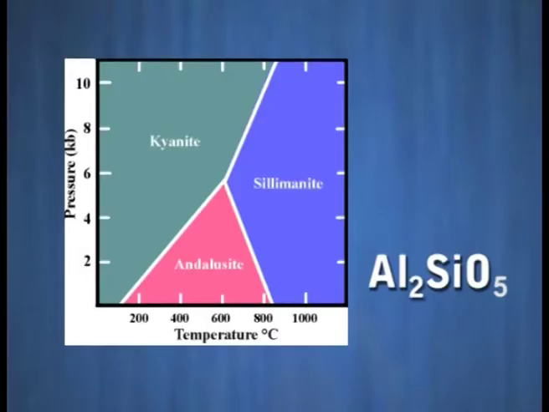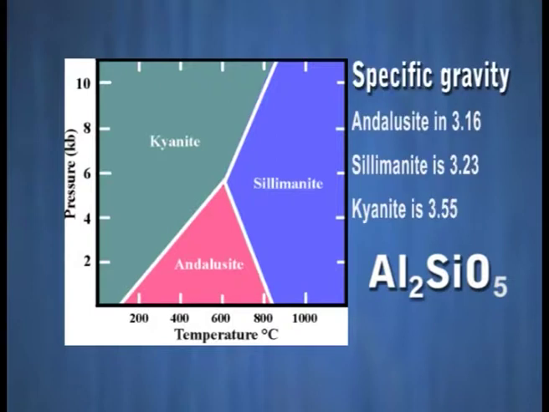For example, the polymorphic mineral aluminum silicate, that is Al2SiO5, crystallizes as andalusite, sillimanite and kyanite due to the pressure and temperature conditions during their growth. Accordingly, the specific gravity values for andalusite is 3.16, sillimanite is 3.23 and that of kyanite is 3.55 respectively.